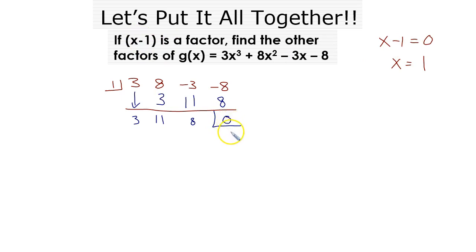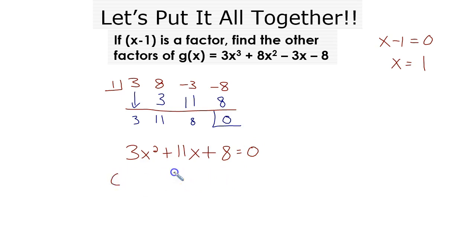What I'm going to do next is turn this into a quadratic. I've got 3x squared plus 11x plus 8. How did I know it was going to start with 3x squared? Remember, this was x to the third, so this is the coefficient in front of a degree 1 less. All right, so we're going to set this equal to 0 and find the other factors by factoring it.